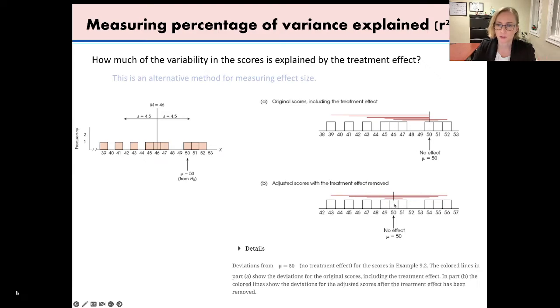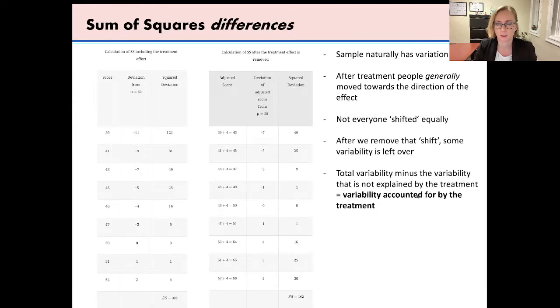So now we're centered at 50, now you draw out your lines, and these are the adjusted scores if we remove that treatment effect. The treatment effect being 4 points. If we remove that and we shift it to the population mean, this is what it looks like. So deviation scores are going to change. The sum of the deviation scores are going to change, meaning the sum of squares are going to change.